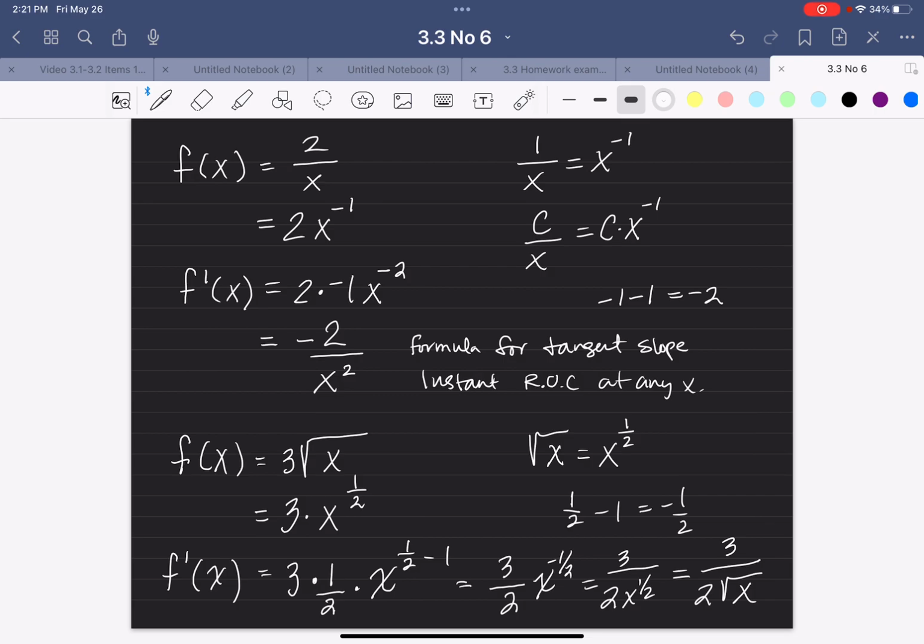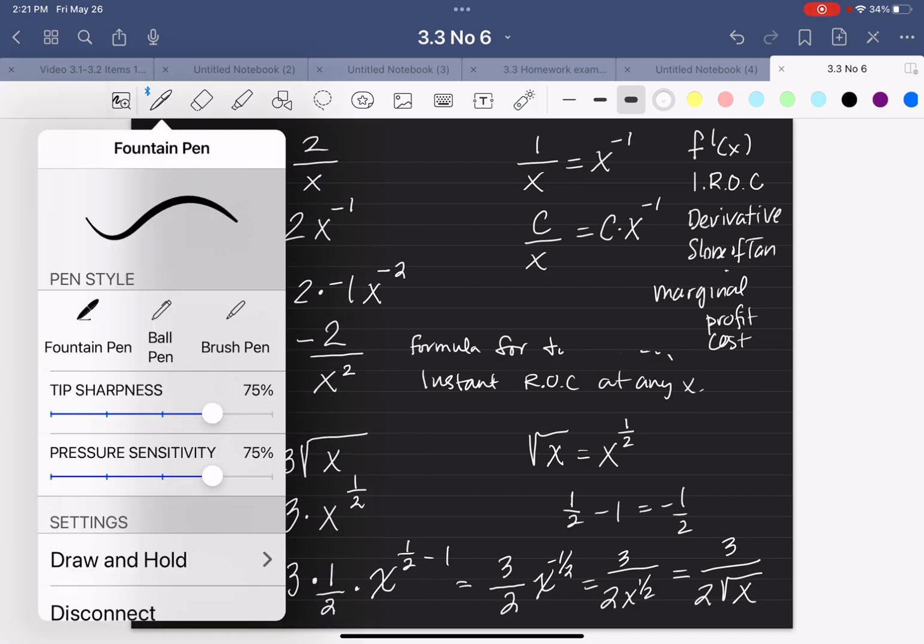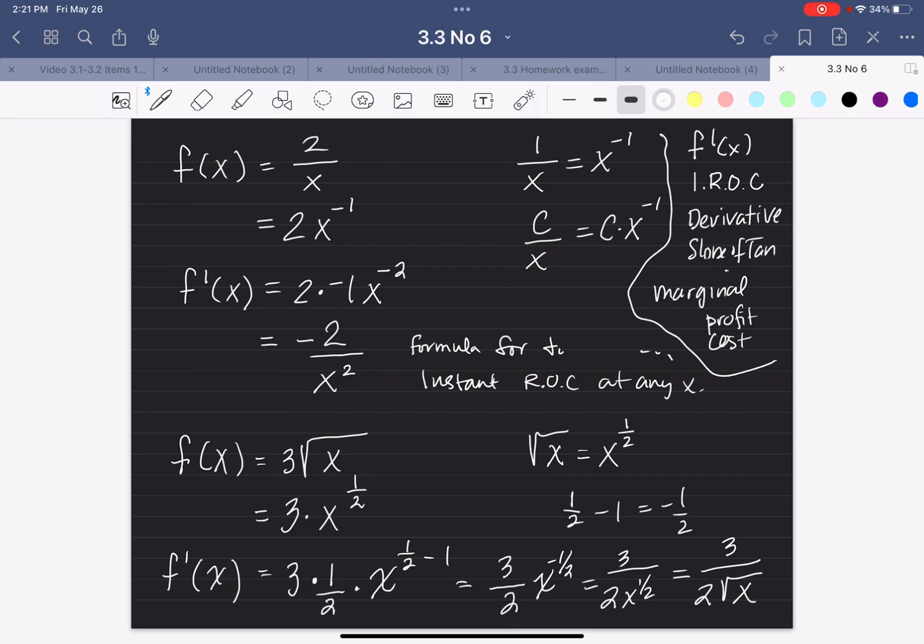So as you encounter future problems where they ask you for f prime of x, instantaneous rate of change, the derivative, these are all words and symbols that mean the same thing: the slope of the tangent, or marginal analysis, so like marginal profit, marginal cost. Okay, those are all things that are the derivative, and we can now use these shortcuts.